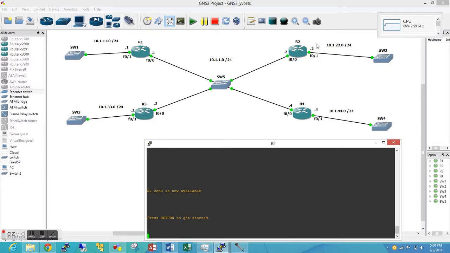But let's give the topology a brief overview before we get started with the configuration. So we've got 4 routers, a total of 5 subnets, one here, and then 4 LAN subnets. These are just switches with nothing on them. So we've got the 10.1.11, 10.1.33, 10.1.22, 10.1.44, and the 10.1.1, all 24-bit subnets. So let's get started.